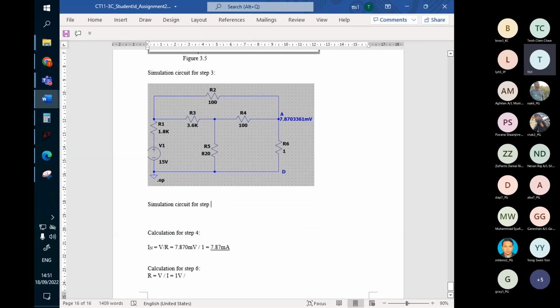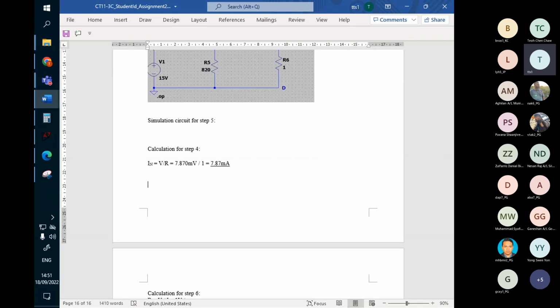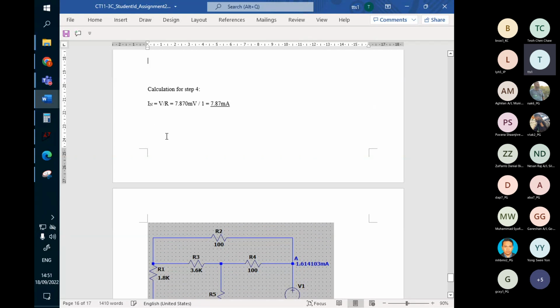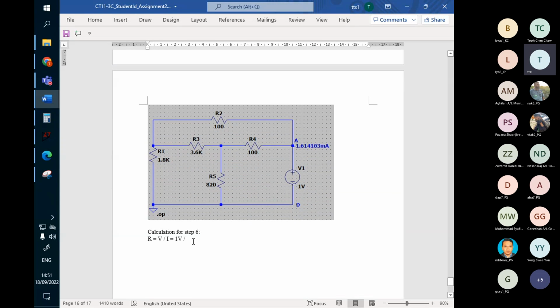Step 5. Here, after 4, make sure they're in the right sequence. Okay, so we take 1 over 1.614 milli, then we can come to the correct answer, 619.58.